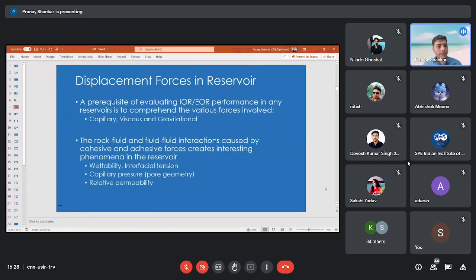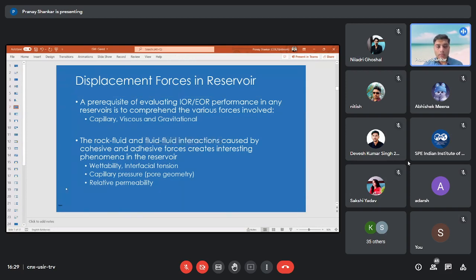So, having said that, we now come into the main discussion, which I would like to focus on. Before we get into EOR or IOR, I'm sure you would have heard that there are various types of displacement forces within the reservoir. So what are these various forces? There are basically three major displacement forces which contribute to any kind of recovery: capillary, viscous, and gravitational force.